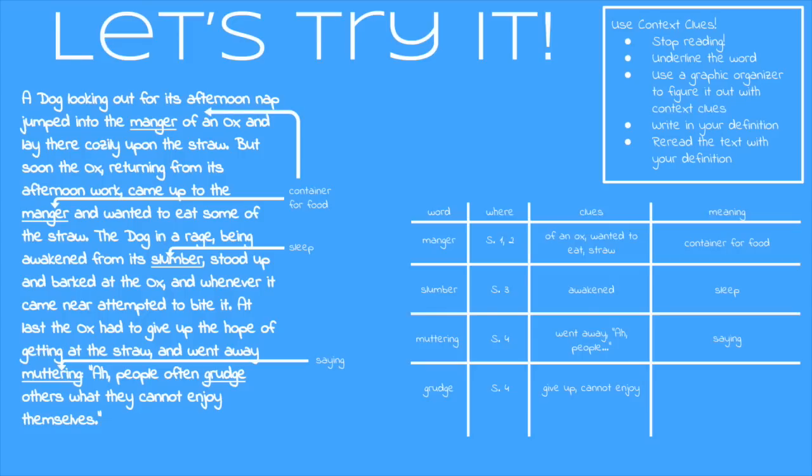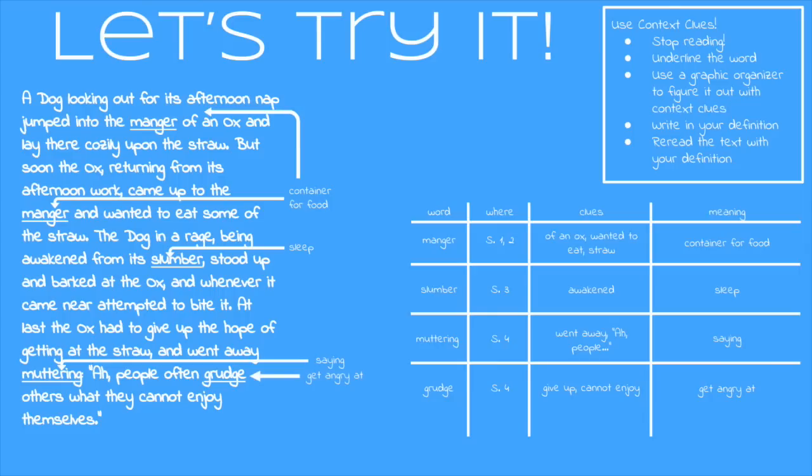I'm guessing that the ox was probably in a pretty bad mood. I know I would be if somebody was sleeping on top of all of my food. So maybe people get angry at others, is what he's trying to say. Let's go ahead and write that down. People often get angry at others when they cannot enjoy themselves.